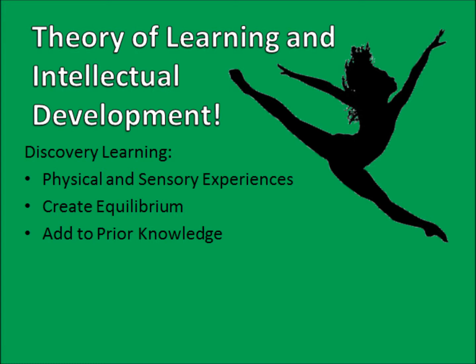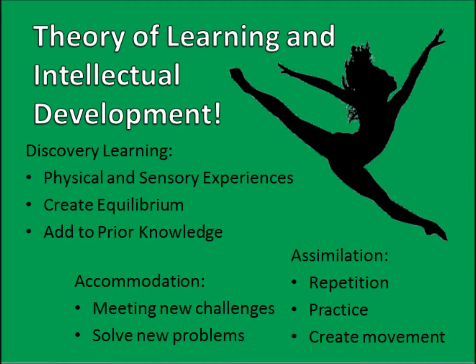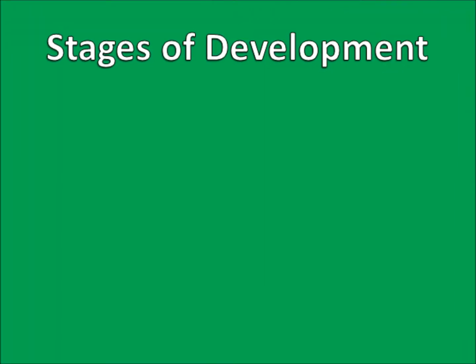Assimilation takes new information and incorporates it into existing schemas, while accommodation involves creating a new schema with new information learned. Within dance, assimilation happens through repetition, practice, and making movement independently, while accommodation occurs when meeting new challenges and solving new problems. Furthermore, Piaget believes people go through 4 stages of learning.